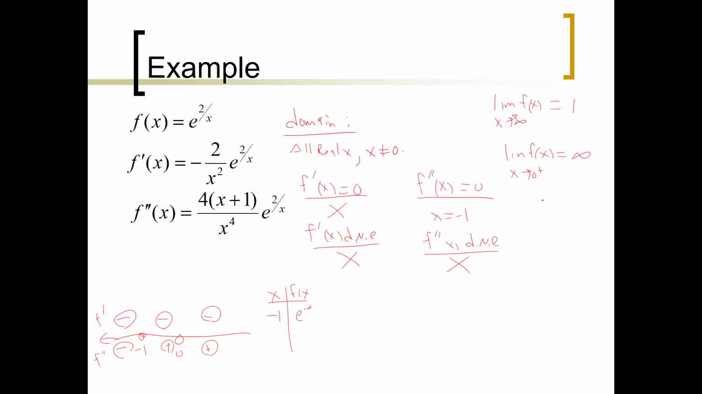So then going to the right, as x approaches 0 from the right, we have a vertical asymptote. The function is unbounded again. It's increasing without bound as you get close to 0 from the right.